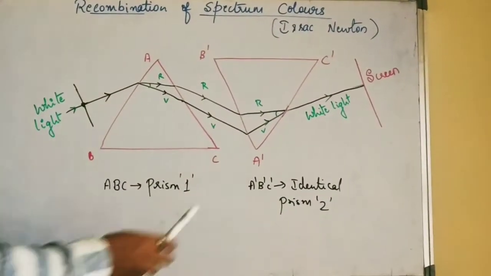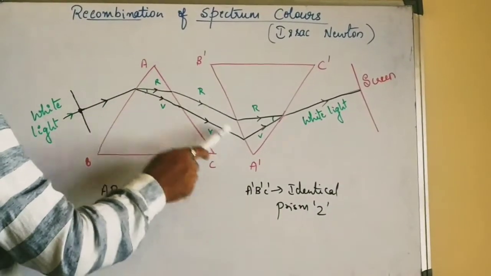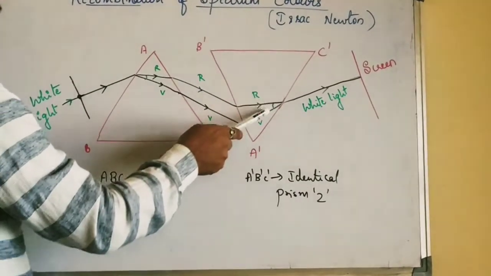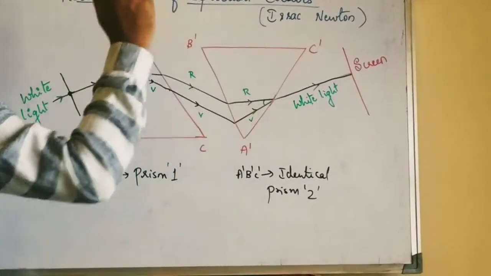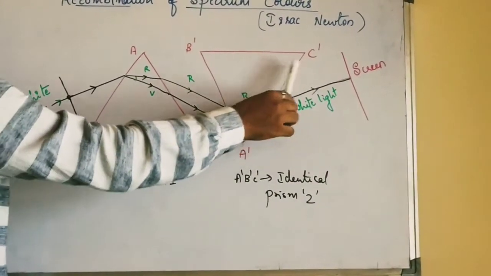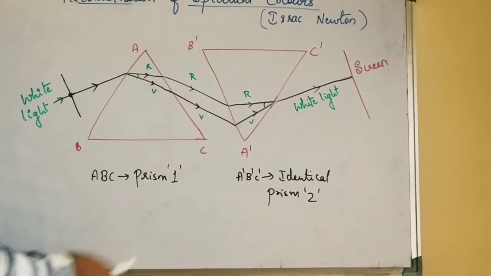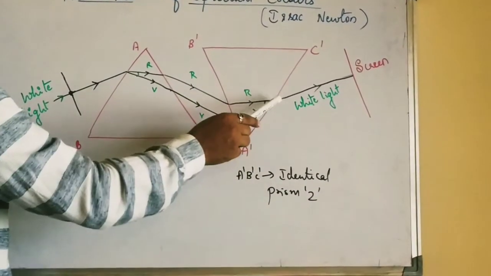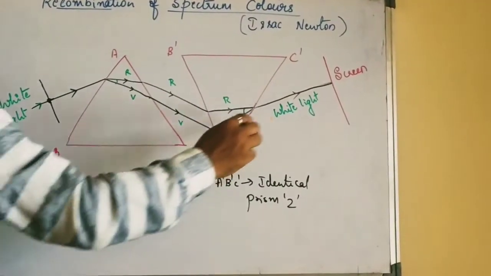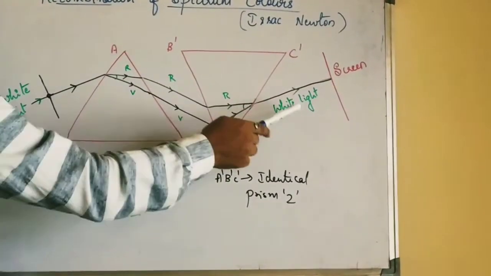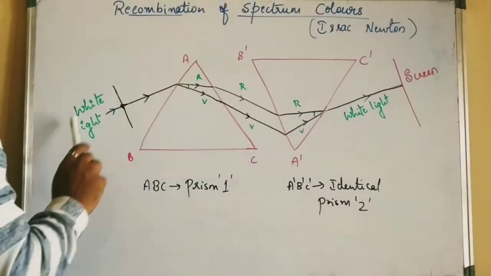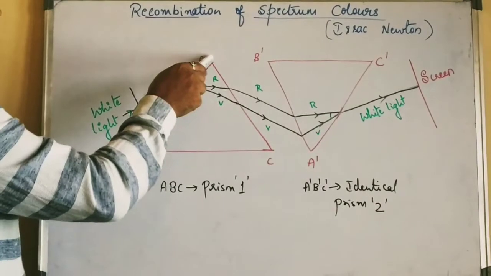That itself was the indication for Newton that whatever dispersion was happening, all those 7 colors were coming very close and converging on the face A dash C dash. Outside it, when the light passes from denser to rarer, refraction should happen again, but that refraction gave nothing but a single color, a fine beam of light. A single beam of light. It was white light, the same white light that had been incident on the face AB.